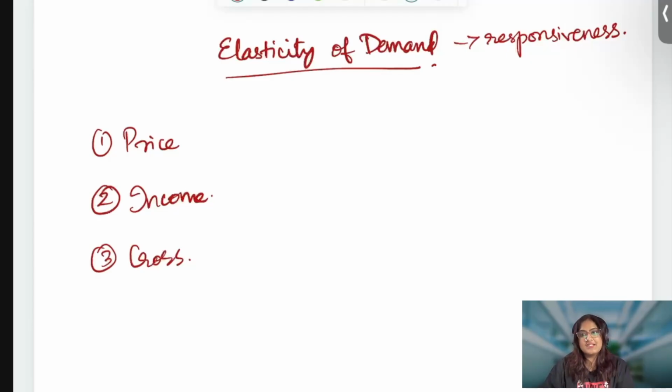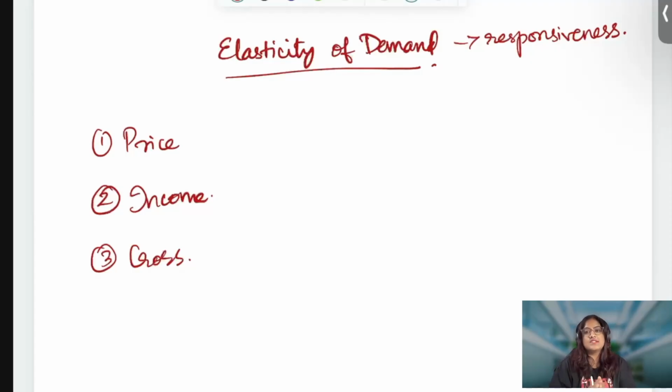So, why is elasticity important? It helps managers answer questions like, should we increase the price or reduce it? Will the revenue increase or decrease? How sensitive are our customers? Without elasticity, pricing decisions become very risky.